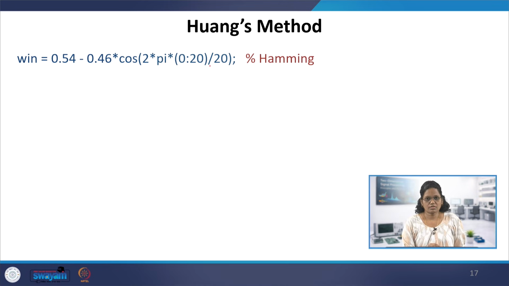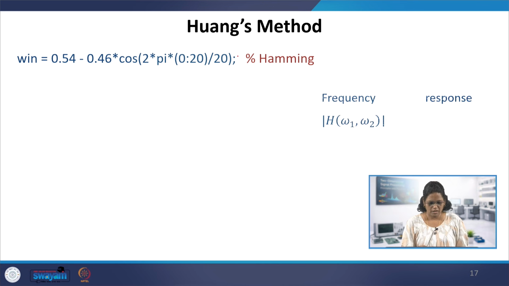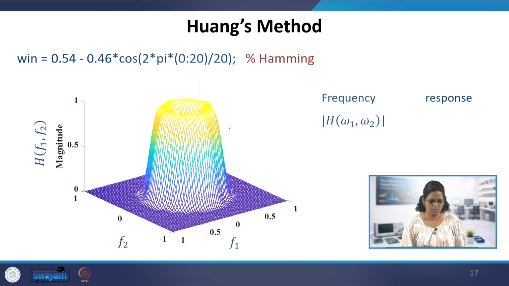If we change the window function in the previous code to the Hamming window, with 0.54 minus 0.46 cos 2 pi n, for n from 0 to 20, 21 points divided by 20, and design the 2D FIR filter with fwind1, it gives us the 2D FIR filter response with this window. You can see the ripple here. The first one was the Hanning window, and this is the one where you can see the difference in ripple for the same specification. Hanning was smoother compared to the window here.